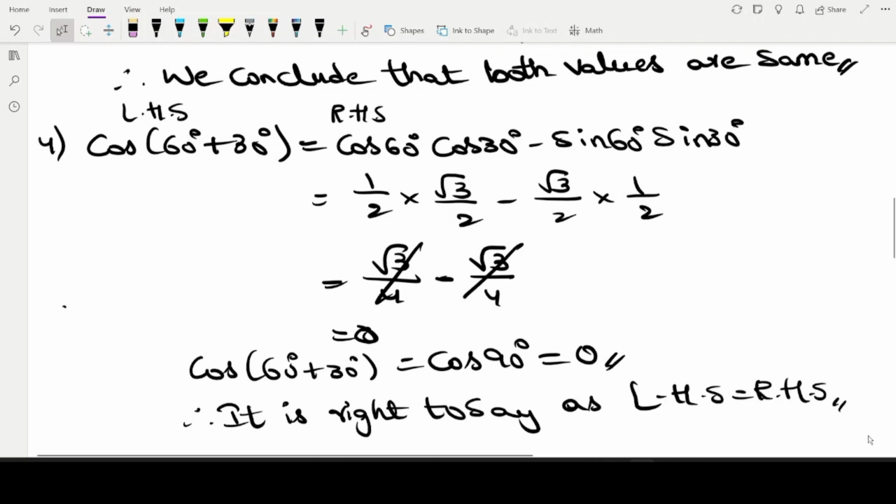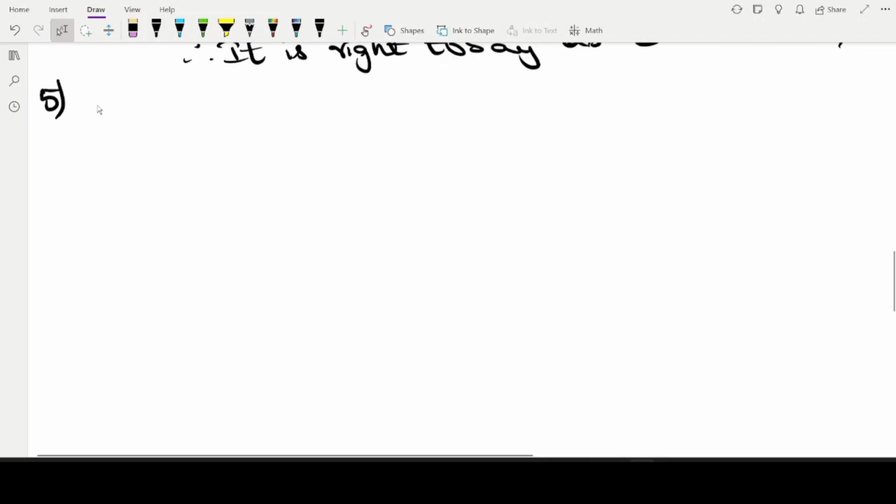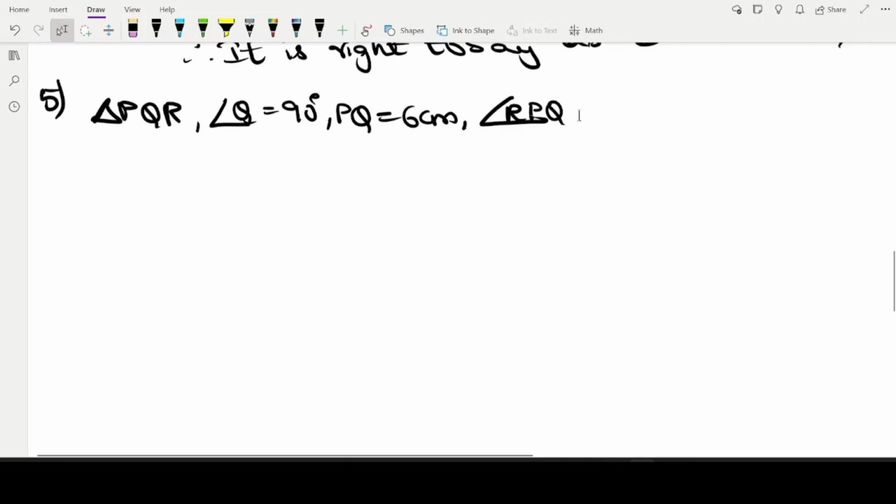So now this is the fourth question. Now let us discuss the next one. The given question is, in a right angle triangle PQR, right angled at Q. So the angle Q is 90 degrees, PQ equals 6 centimeters, and angle RPQ equals 60 degrees. We are asked to find the lengths of QR and PR.